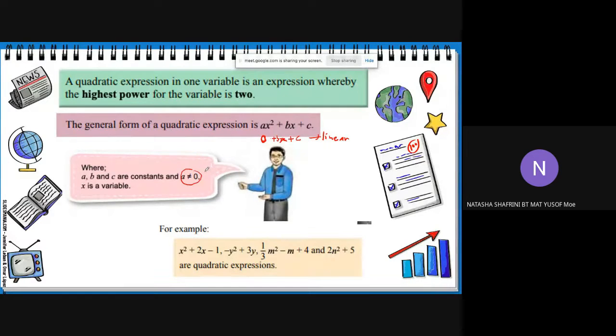Okay, for example, x square plus 2x minus 1. Negative x square plus 3y. Ni dipakai variable y, betul. 1 over 3, A boleh fraction. Boleh decimal number, tak ada masalah. 1 over 3 m square minus m. Ini quadratic juga, because walaupun dia punya C 0, tapi yang penting dia punya A mesti ada value is not equal 0. 2n square plus 5. A is 2, C adalah 5. B dia 0, tak ada masalah B 0. Yang penting A cannot be 0.